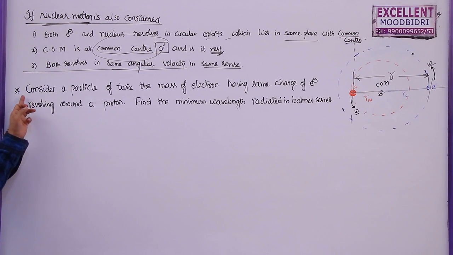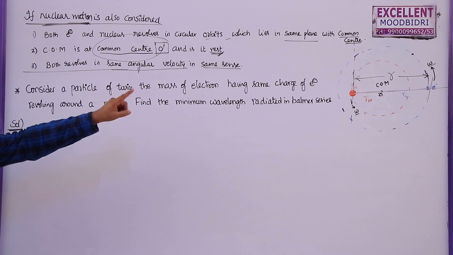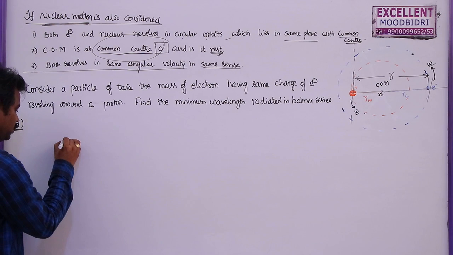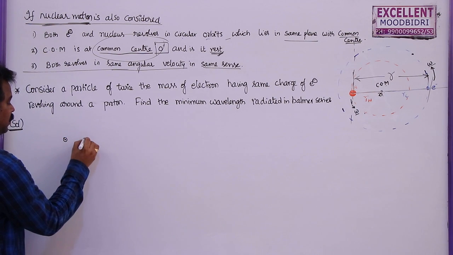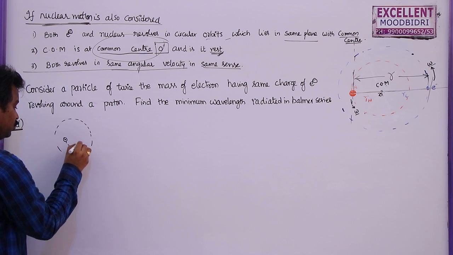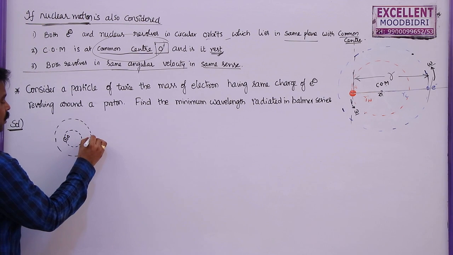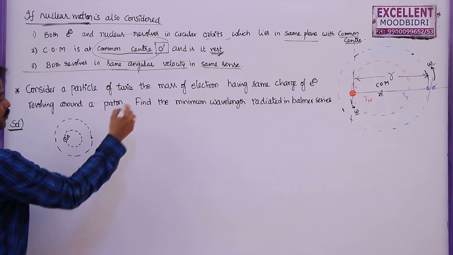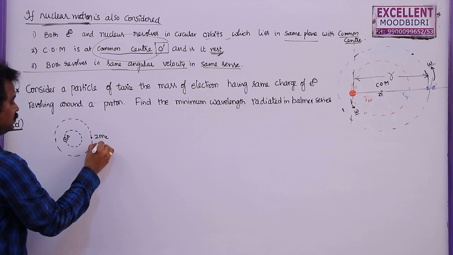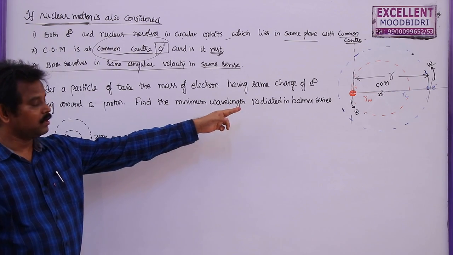Here consider a particle twice the mass of electron having the same charge as the electron revolving around a proton. So this is a proton here, and the particle is revolving around the proton like this. But here we should consider the motion of the proton also. This is a proton and this particle is twice the mass of electron. So mass will be 2me, but charge will be e only here. Now find the minimum wavelength radiated in the Balmer series.